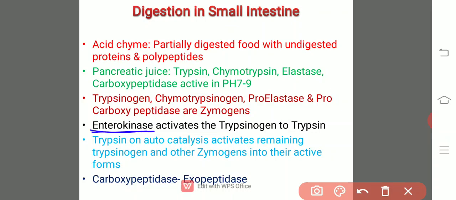Right? Now the trypsinogen gets activated by the enterokinase into trypsin. This trypsin in turn activates the remaining trypsinogen and the other zymogens like the chymotrypsinogen, proelastase, and procarboxypeptidase into their respective active forms.